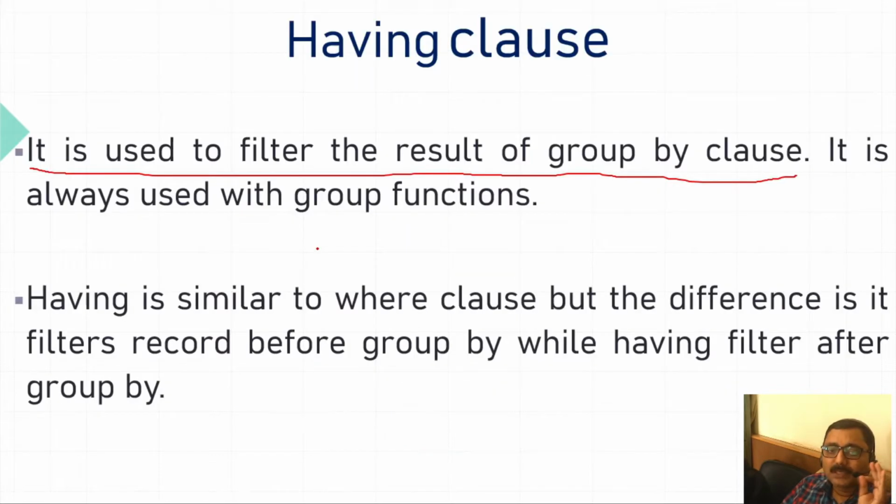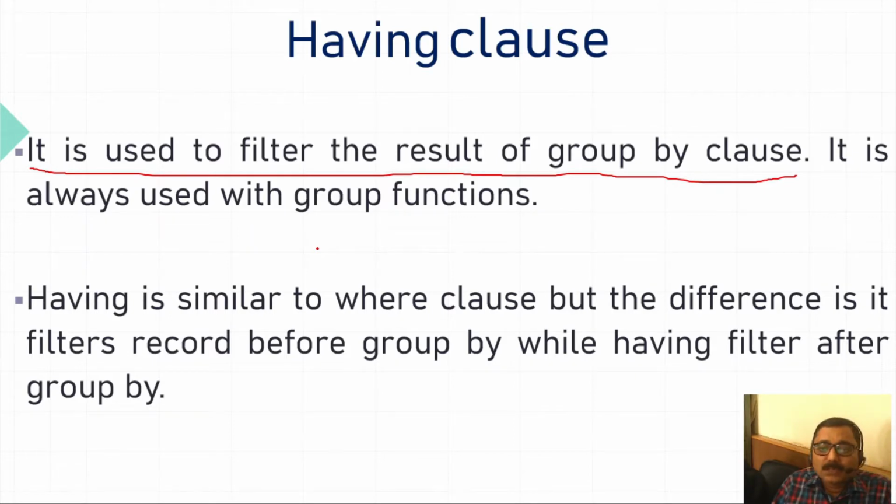There is one major difference between having clause and where clause. Where clause filters data before grouping, while if you want to put any condition after grouping the data, then you need to use having clause. Having clause is always used with group by clause. So it is used to filter the result of group by clause. It is always used with group functions also.